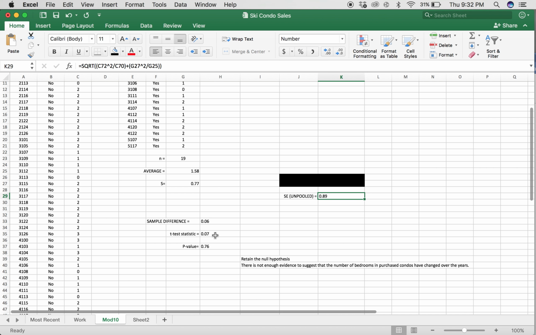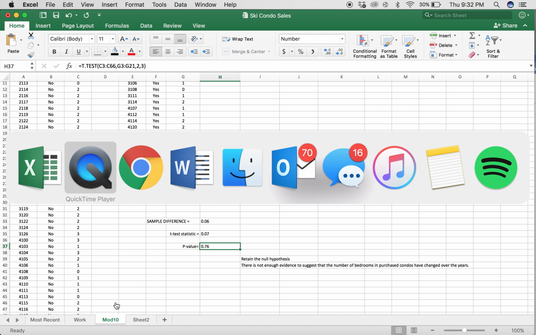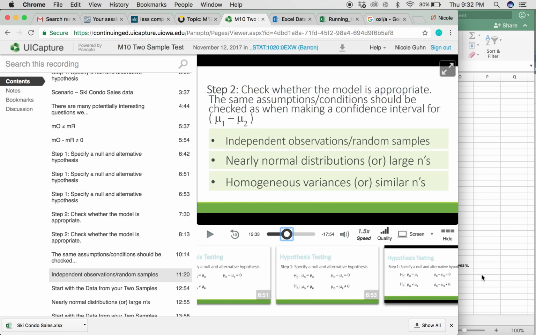With that, we get 0.07, and then we calculate our p-value, which is all the data from both sides. We want a 2-tailed test, so we have 2 here, and then we have the 3 here, which I cannot remember for the life of me what the 3 stands for, but someone can remind me. This was the formula that we were given, and our p is 0.76.